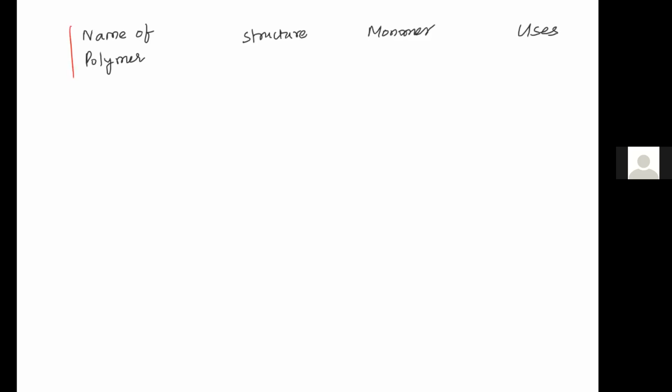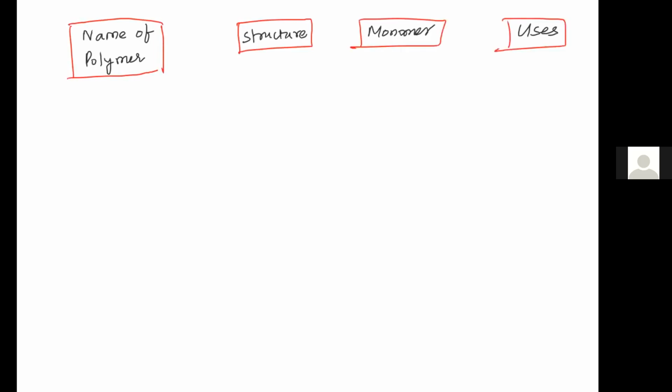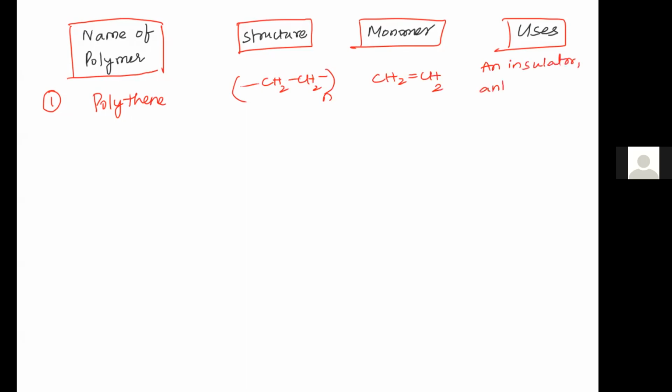So, firstly, polyethene, with CH2 double bond CH2 as the monomer. Polyethene is used as an insulator. It is anti-corrosive. It is used as packing material and laboratory wares. That is the first one.